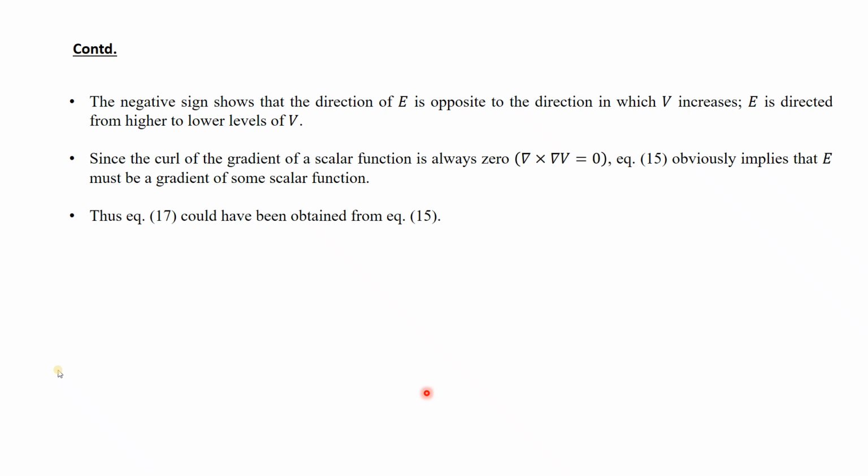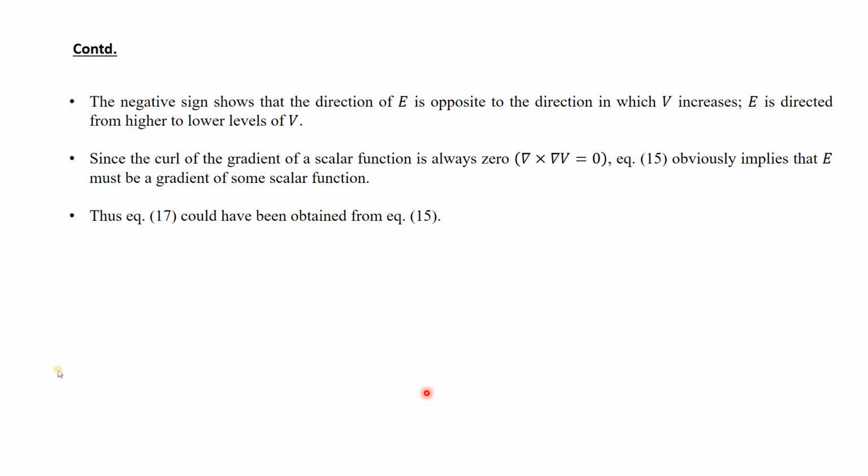The negative sign shows that the direction of E is opposite to the direction in which V increases. So E is directed from a higher level to a lower level of V. We have already seen that whenever you shift a point from A to B against the electric field, the potential will be applied in the opposite direction. So we are doing the work done against the field, and work done against the field means the potential is in the opposite direction.